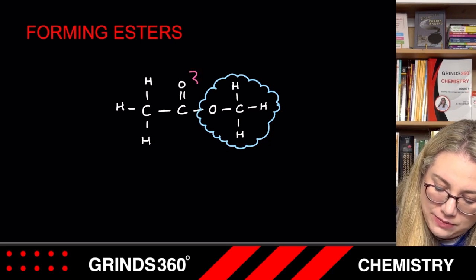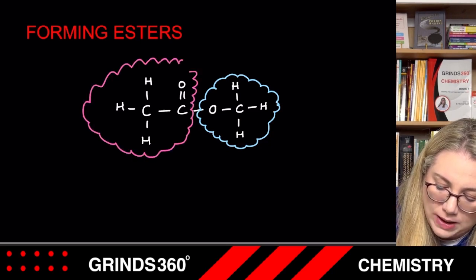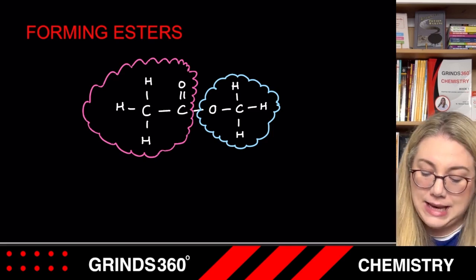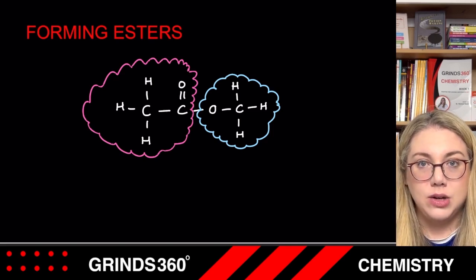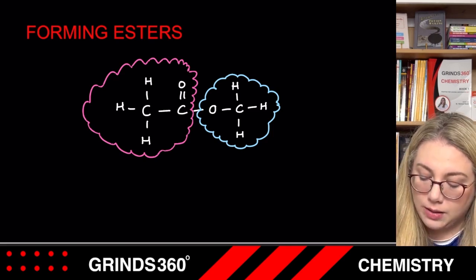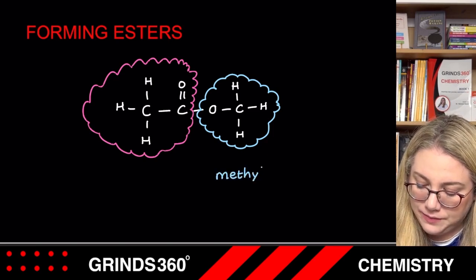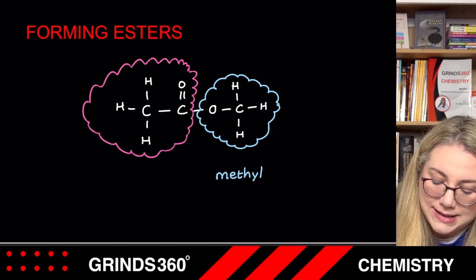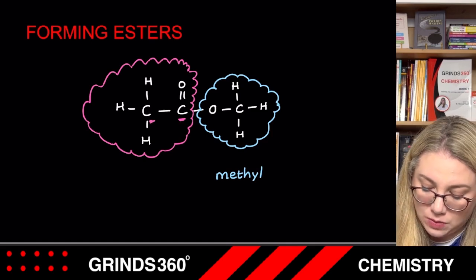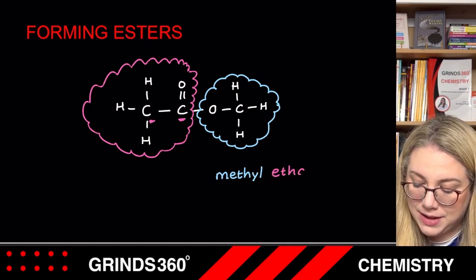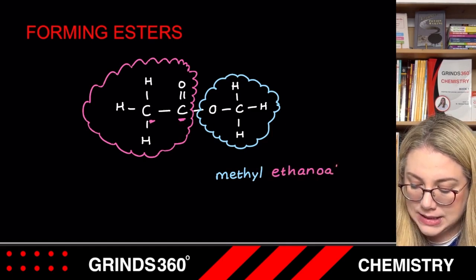Therefore, the bit that came from the carboxylic acid is this bit here with your C double bond O in it. Now, naming this ester, because your alcohol part has 1 carbon, the name of the ester will be methyl, and your carboxylic acid part has 2. That would be methyl ethanoate.